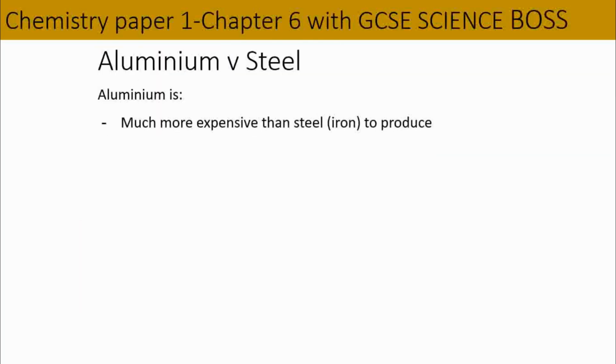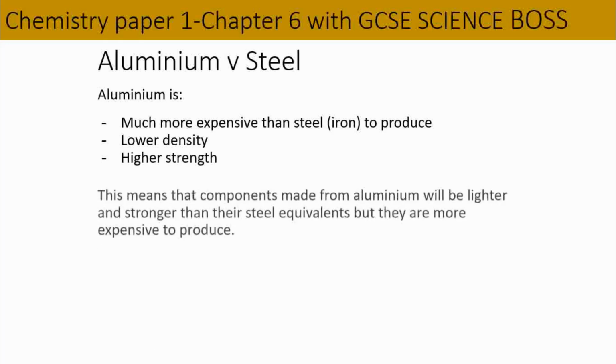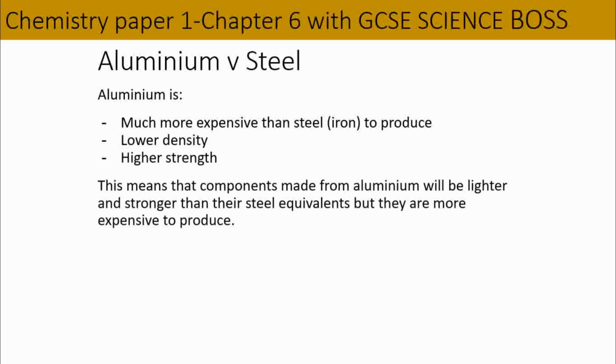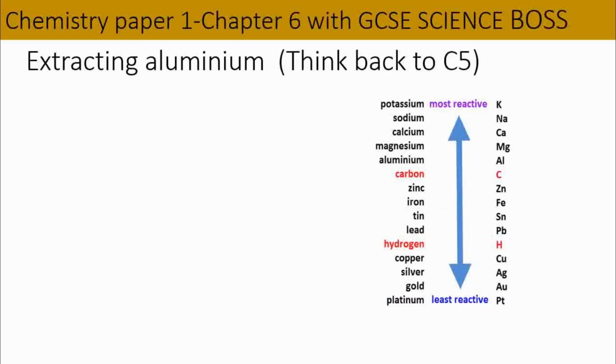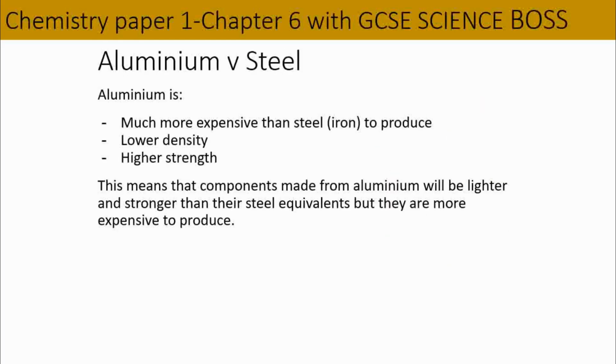Now, aluminium is much more expensive than steel to produce. However, it has a lower density and a high strength, which therefore means that the components made from aluminium will be lighter and stronger than their steel equivalent, even though it is expensive to produce. So over time, it's going to be better than using steel.